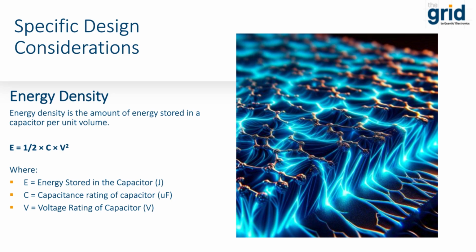The energy stored within the capacitor is determined using the equation E equals 1/2 CV squared, where E is the energy stored in the capacitor, which is expressed in joules, C is the capacitance rating of the capacitor, and V is the voltage rating of the capacitor. Once the energy stored within the capacitor is calculated, we divide it by the capacitor's volume to obtain the energy density. This is typically expressed in joules per cubic centimeter or joules per cubic inch.